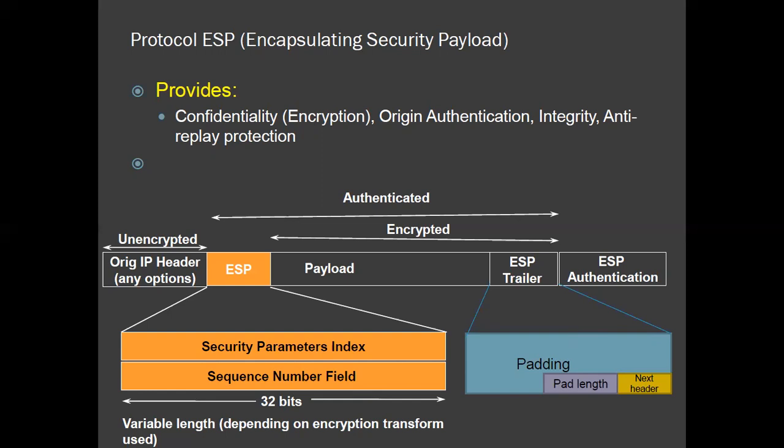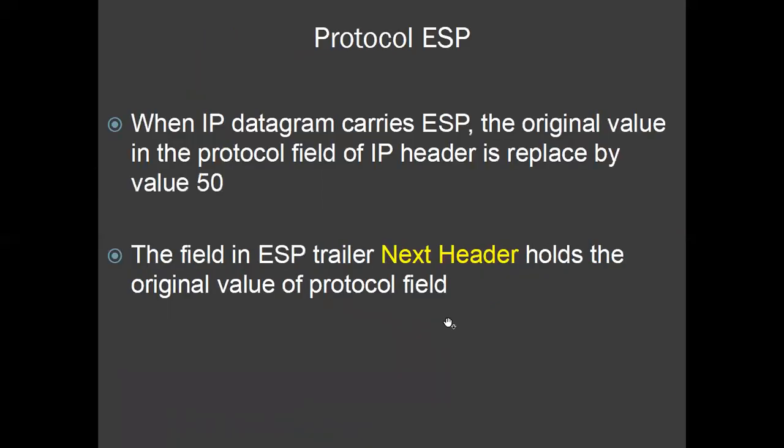Then we have the ESP authentication data. Finally, the authentication data field is the result of applying an authentication scheme to parts of the datagram. Here we have to remember the difference between AH and ESP. In authentication header, part of the IP header is included in the calculation of authentication data, whereas in ESP we are not including it.